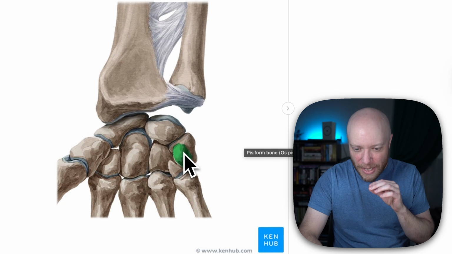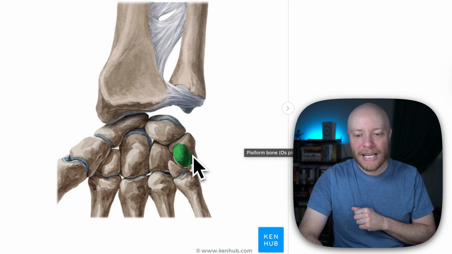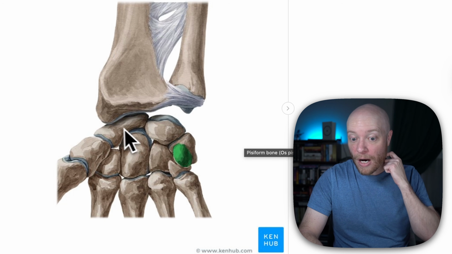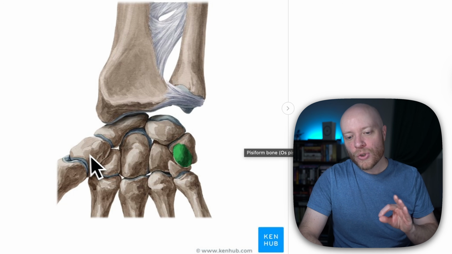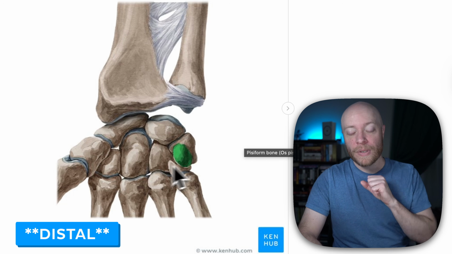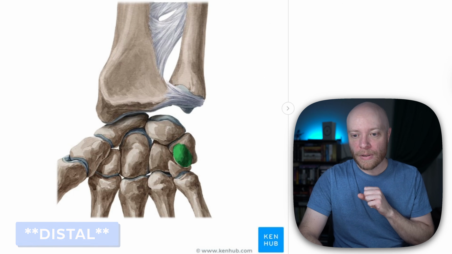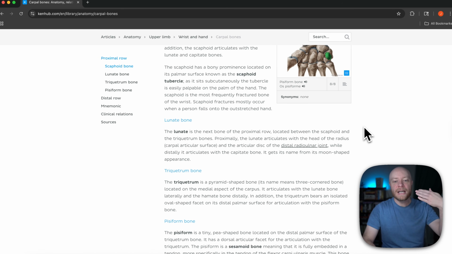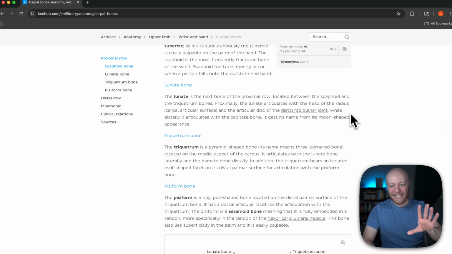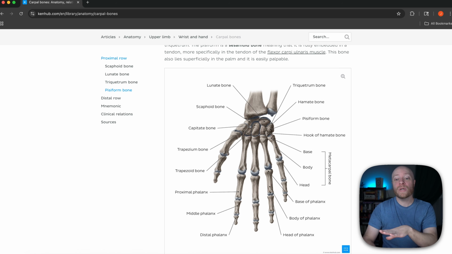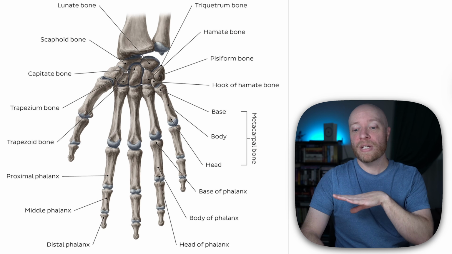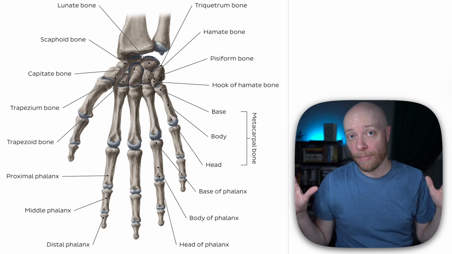You can see how it is highlighted here in green, but again, this is going to be our proximal row. And so our goal now is to shift to the distal row of our carpal bones. So I'm going to go ahead and click this. You can see how these articles are built. We kind of break down each one of those bones, telling you as much as you really need to know about that area. And then what we see is this really cool image that has much more than just the carpal bones inside of it.